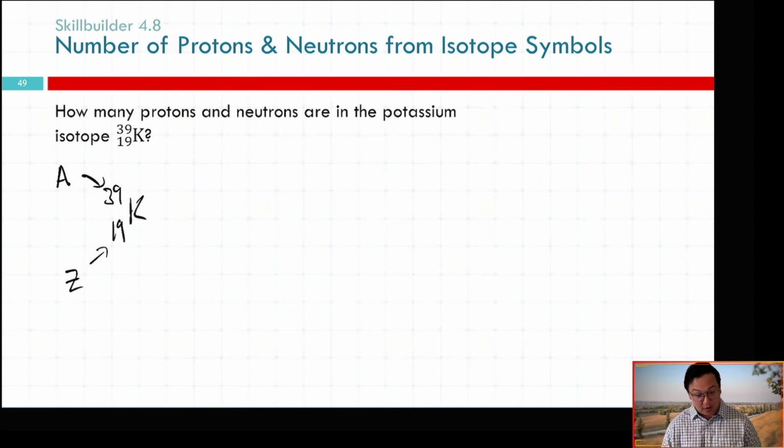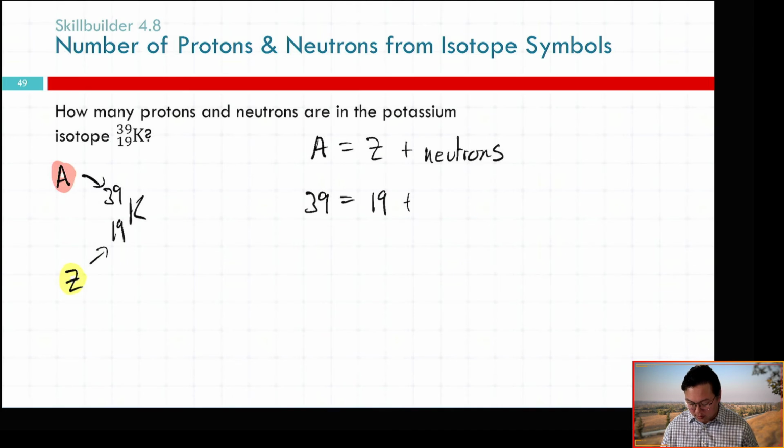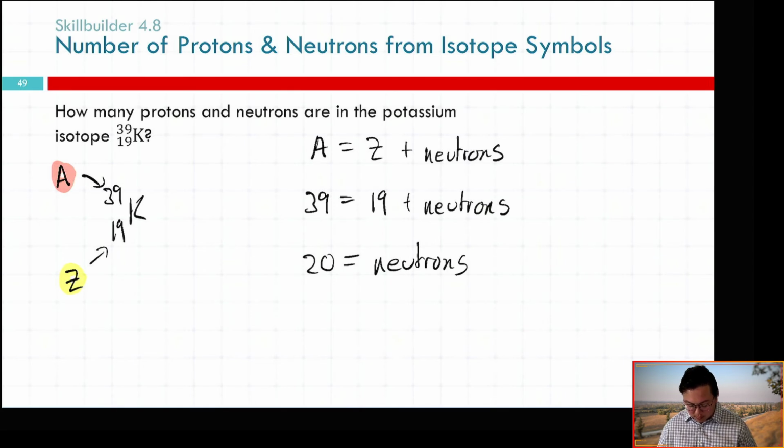So we have our atomic number here, and our mass number here. We can then write out the equation: our mass number is the sum of the atomic number and the number of neutrons. A equals Z plus neutrons. So we can just fill in these numbers. 39 equals 19 plus neutrons. 39 minus 19 is 20, and that's equal to our number of neutrons. And just for the sake of completeness, Z equals 19 protons. Cool.